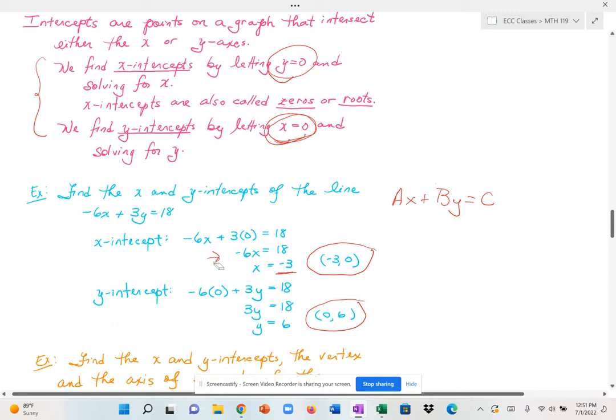And remember, if you had to graph this, all you really need are 2 points. And here I have them, 2 points. And I'd be able to come up with the graph pretty easily by just plotting those 2 points and connecting a line through them.